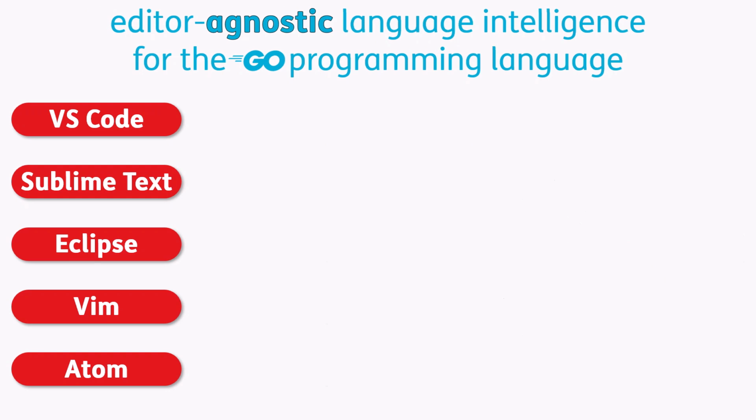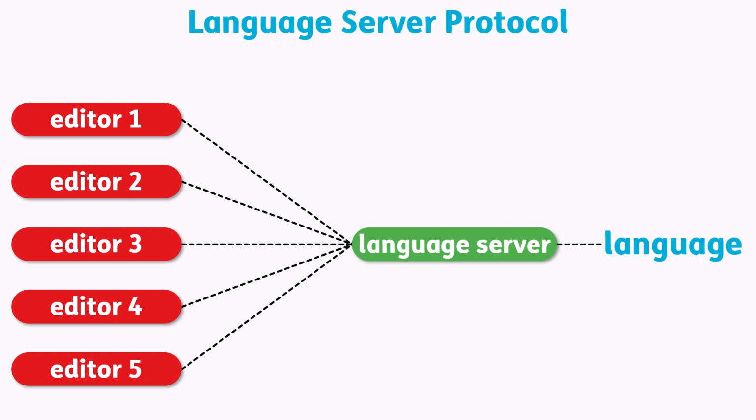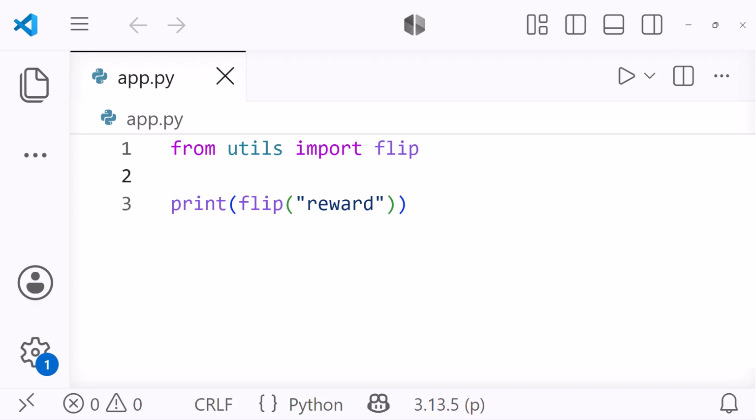But that all changed with the launch of the Go language server. Microsoft created the language server protocol to enable a single server to be used by all editors. Communication takes place via remote procedure calls that use JSON as a data format. I'll use a VS Code example to explain.